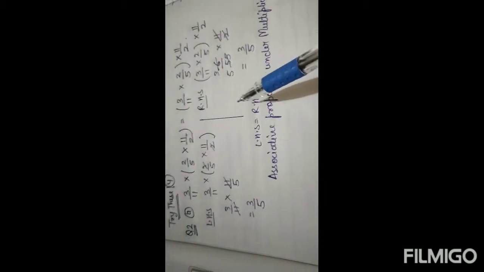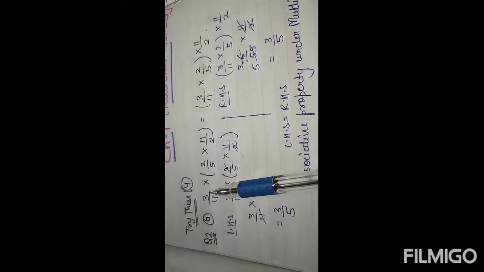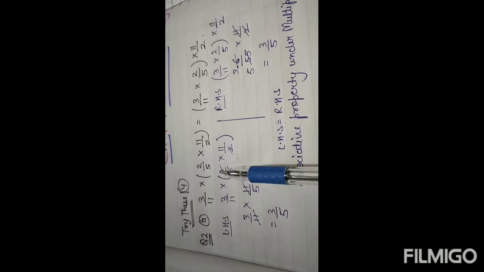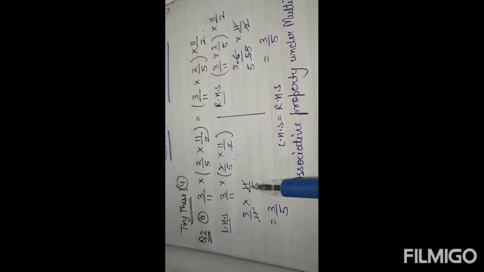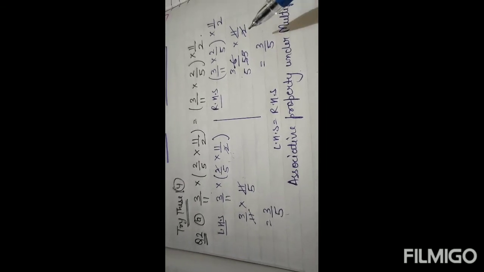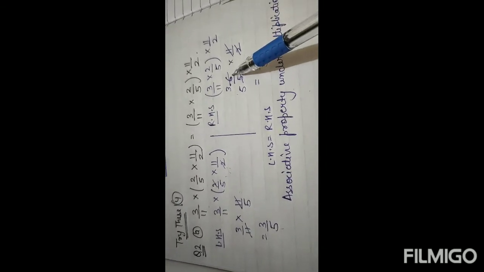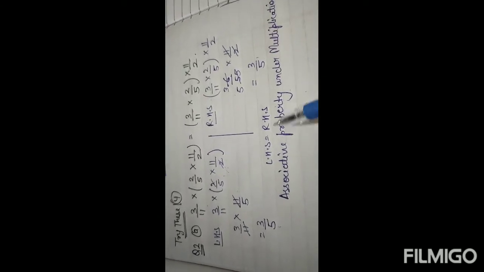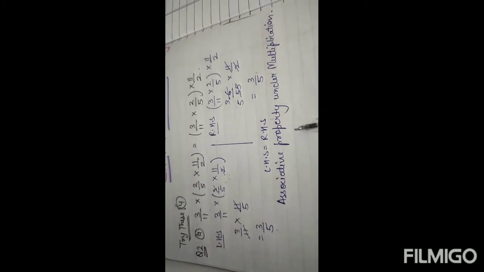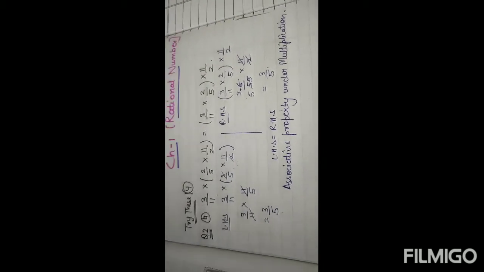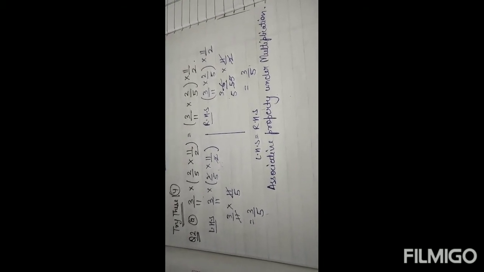Now we have to verify it. For verifying, I have done it already. Look here, we have taken LHS and RHS. For LHS, we multiply the first two first, and this came 11 by 5, then 11, and the answer will be 3 by 5. Similarly, we have done RHS and we are getting the same answer, 3 by 5. That means these two are equal. It is the associative property under multiplication. Now we will move to the next part.